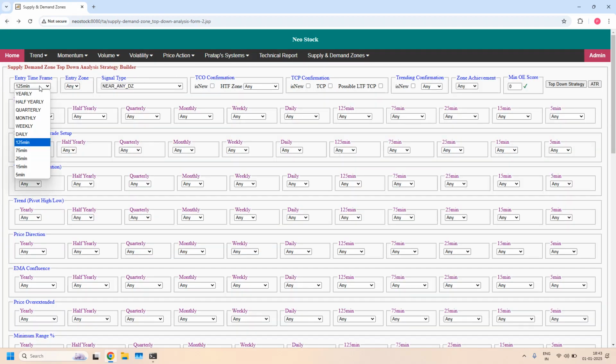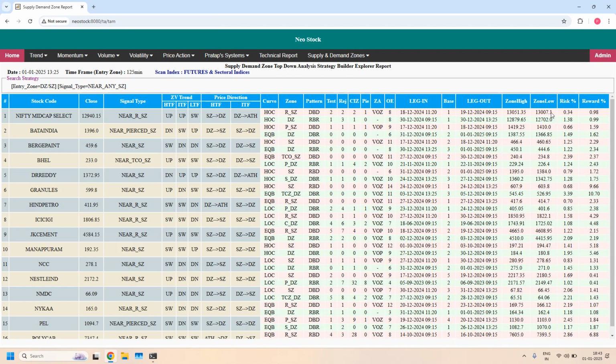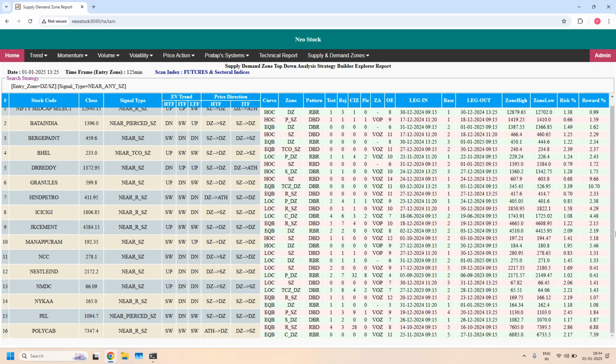Next, 125 minutes time frame. Stocks near 125 minutes supply zone. First 15 stocks in the list. I am scrolling the list down. So total 16 stocks are filtered.